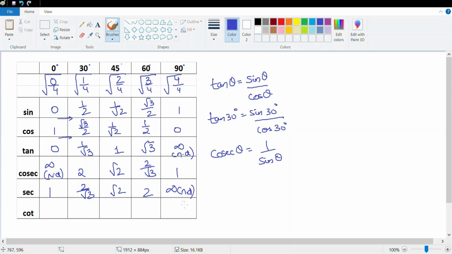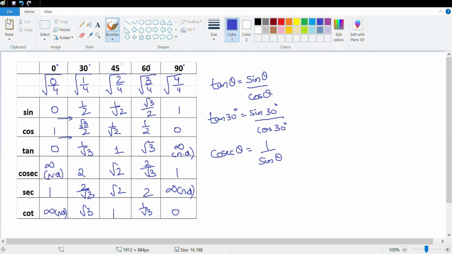So I repeat, you write cosec in the reverse order exactly the way you wrote sine in the reverse order for cos. And for cot, write tan in the reverse order, which means the first one is infinite, which is not defined. Then tan 60 would be equal to cot 30, which is root 3. Tan 45 is equal to cot 45, 1. Tan 30 is equal to cot 60, which is 1 upon root 3. And tan 0 is equal to cot 90, which is 0. So this is creating that table.